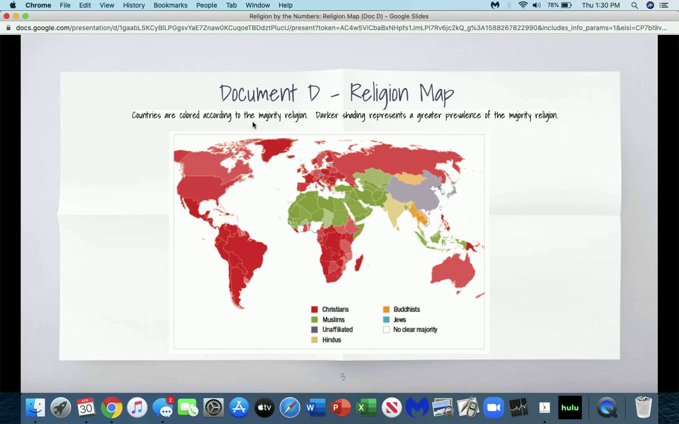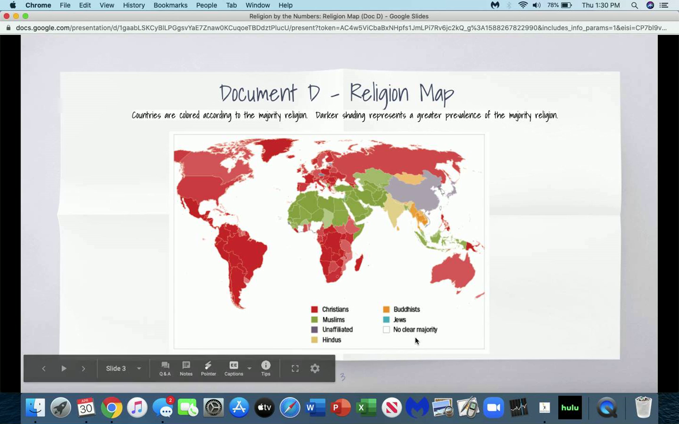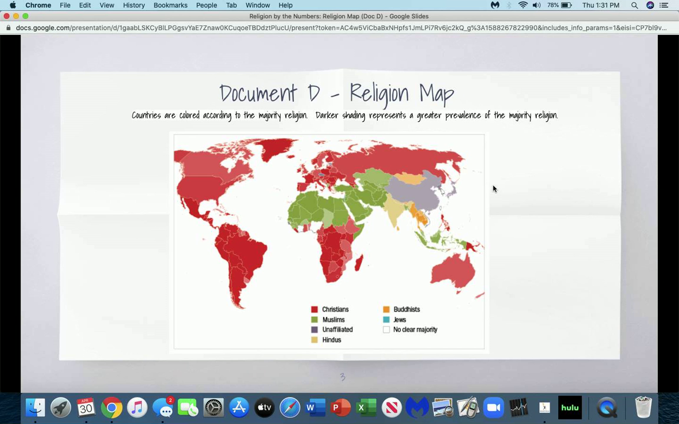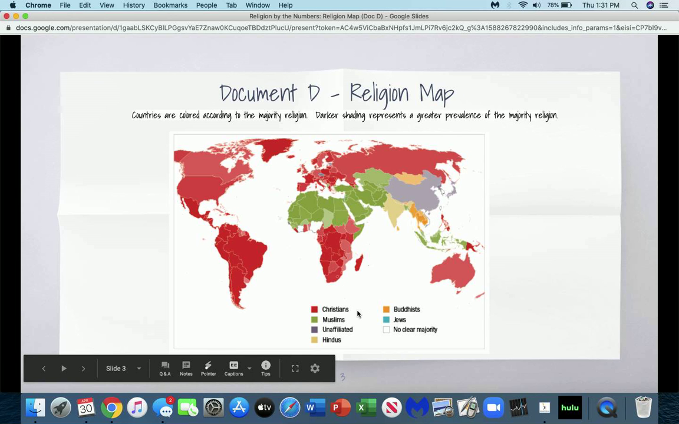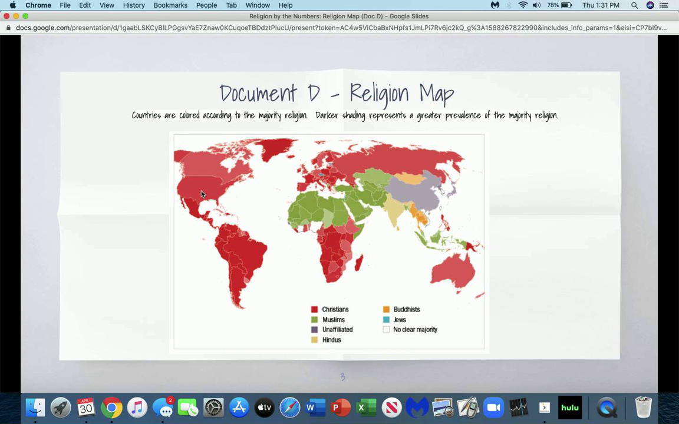Countries are colored according to the majority religion. Darker shading represents a greater prevalence of the majority religion. So, you can use this chart to see which countries have the majority religion based on the color. For example, you can see a lot of red in the United States. So that means the majority religion in the United States is Christianity.